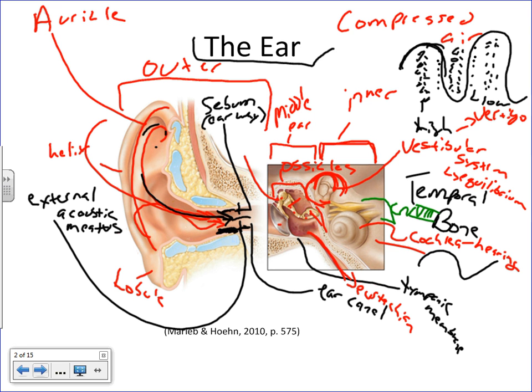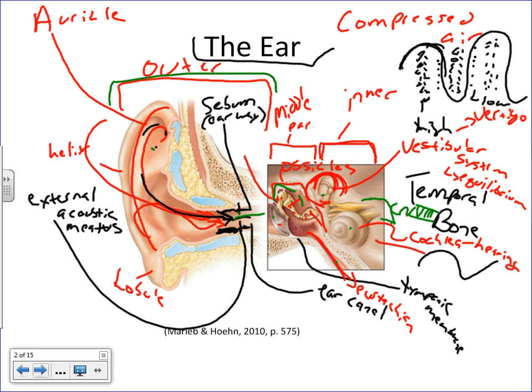All right, so be acquainted with these structures of the ear. The auricle, the fleshy outer portion of the ear, the external acoustic meatus, the ear canal, and associate all of those with being part of the outer ear. And then within the middle ear, you've got your eustachian tube, your eardrum, and your auditory ossicles. And then within your inner ear, you've got your vestibulocochlear nerve, cranial nerve number 8. And then you've got the cochlea and the vestibular system itself.